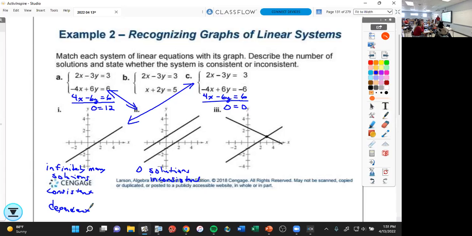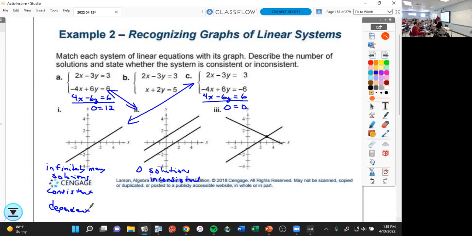Okay, what is this? You do not talk about dependency if it's inconsistent. If you tell me a system is inconsistent, you're done. No solutions, inconsistent, done. Okay? Infinitely many solutions, consistent, dependent. This one over here, one solution, consistent, and independent.